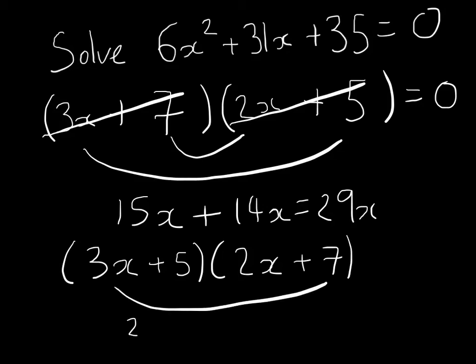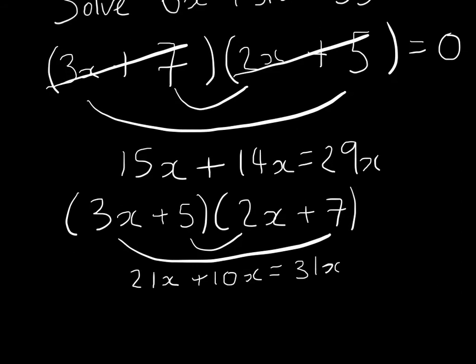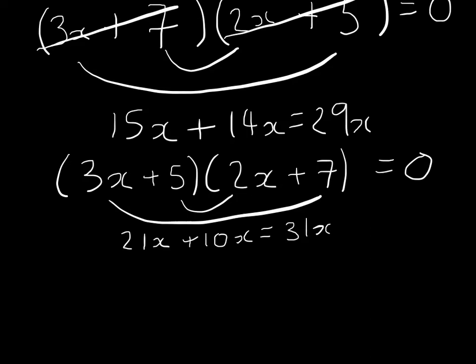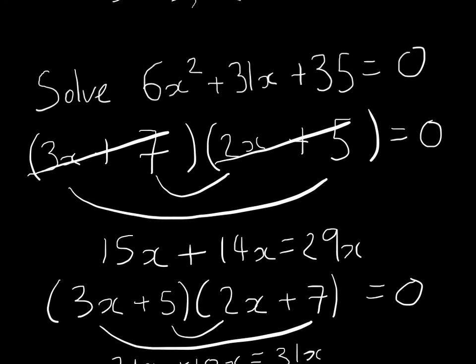Okay, again, just check the middle terms. That'll give me 21x plus 10x. I'm there. That is 31x. So I know that I'm correct. Okay, now then, once again, equals 0. I don't know where this equal sign's come from up here. Oh, that's from my previous example. So that's just copied down from the top, equals 0.